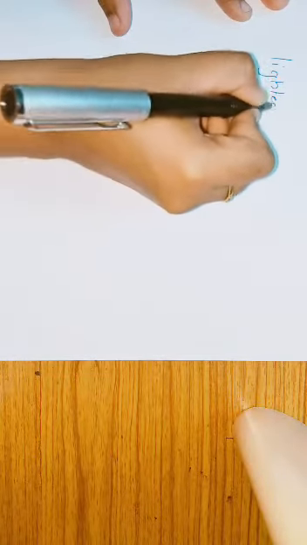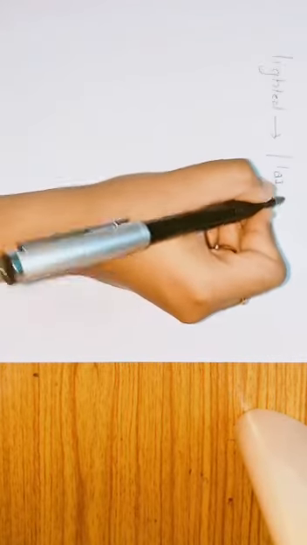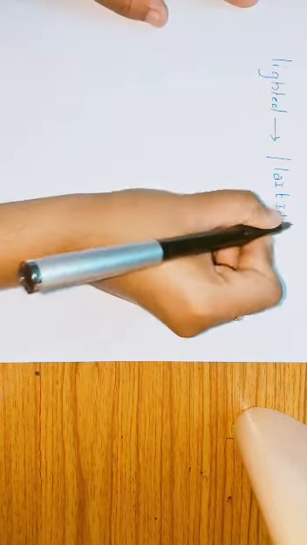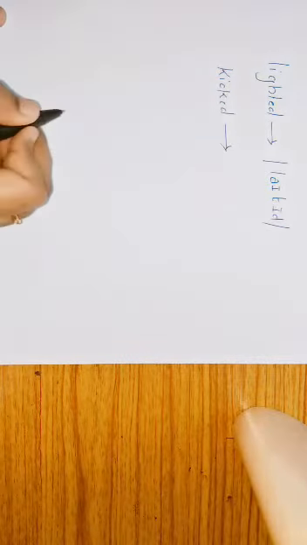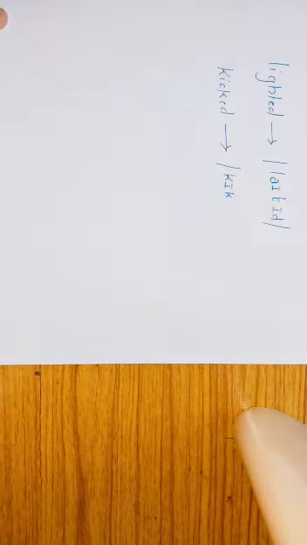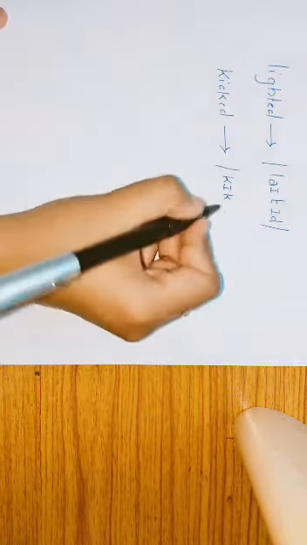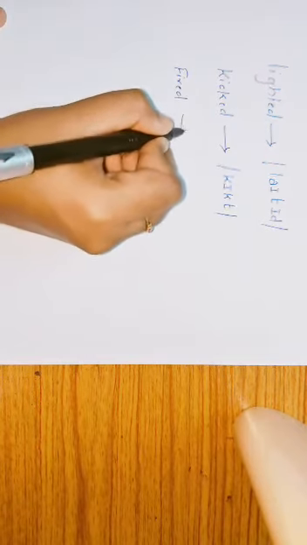Okay, so let's see some more assorted examples. Lighted. Okay, the transcription of light is l, the diphthong ai, t. So the word ends in a sound t. So we know that if a word ends in t or d, we are to use id. So lighted. Next word is kicked. The transcription of kick is kick. Okay, and the word ends with k, so it's a voiceless sound, so we should use T. Okay, kicked.